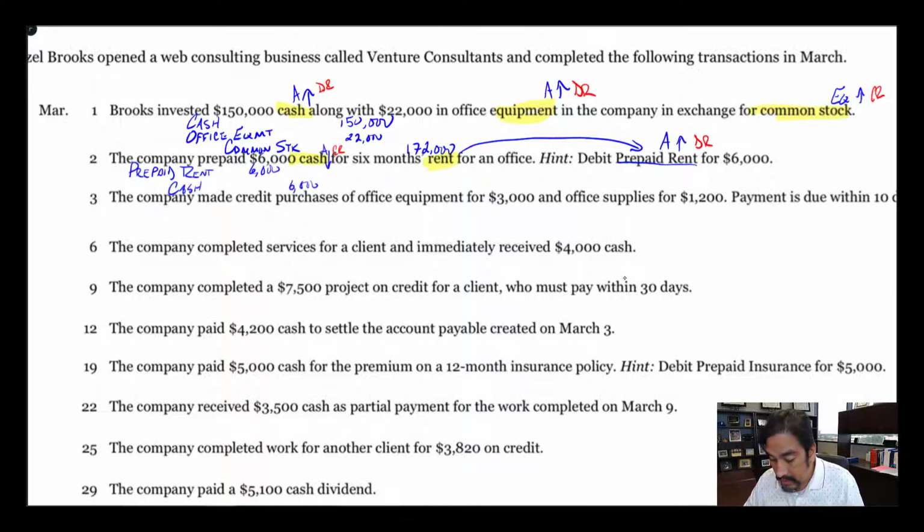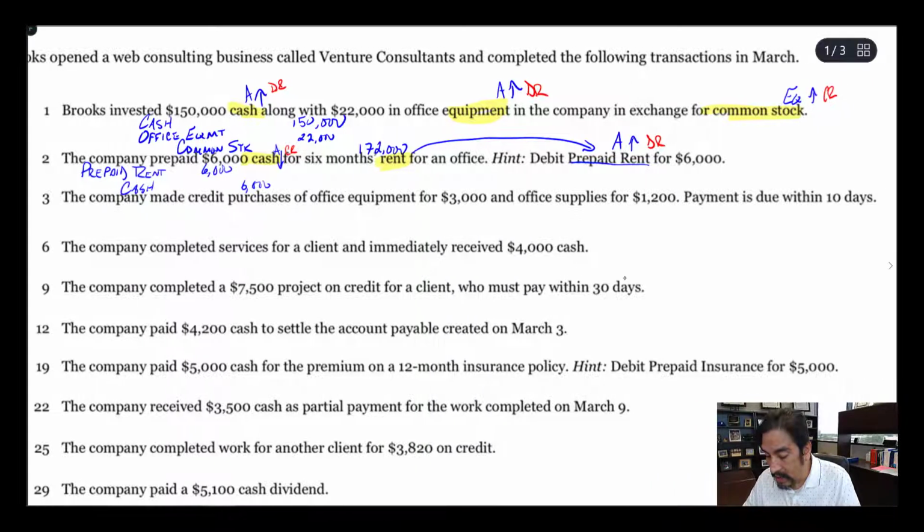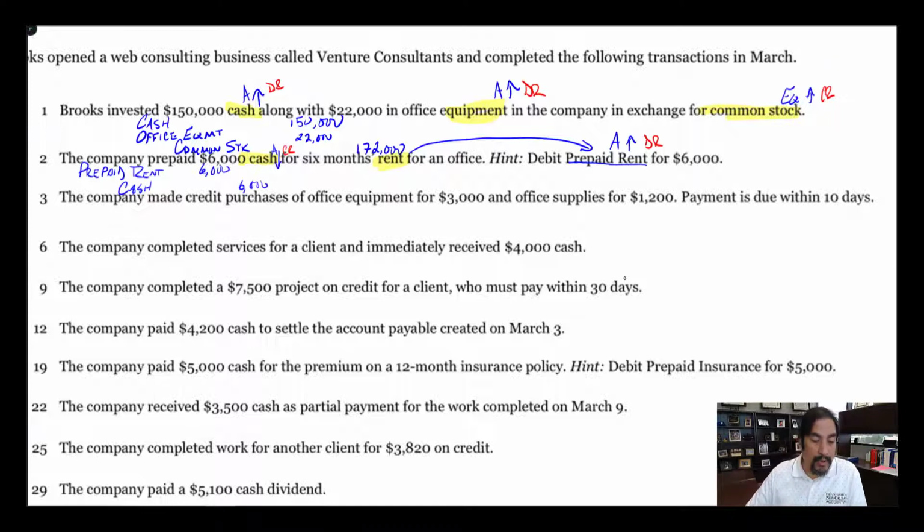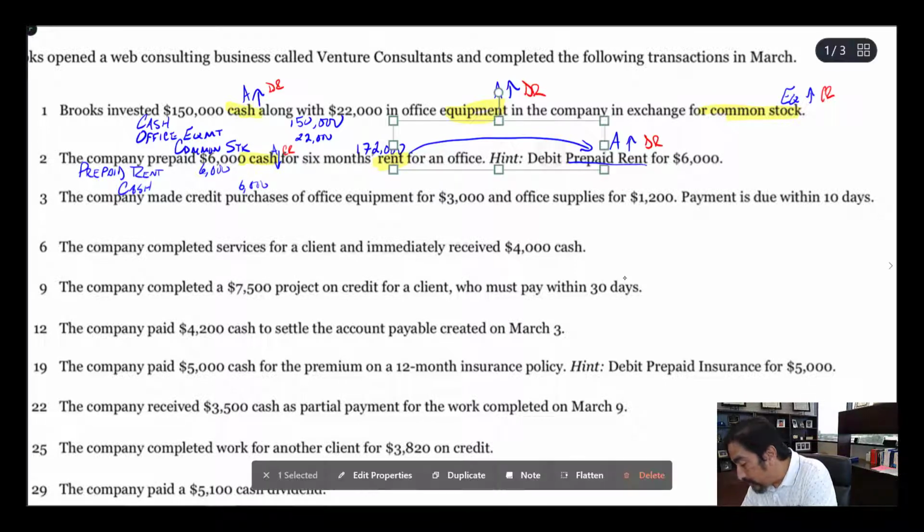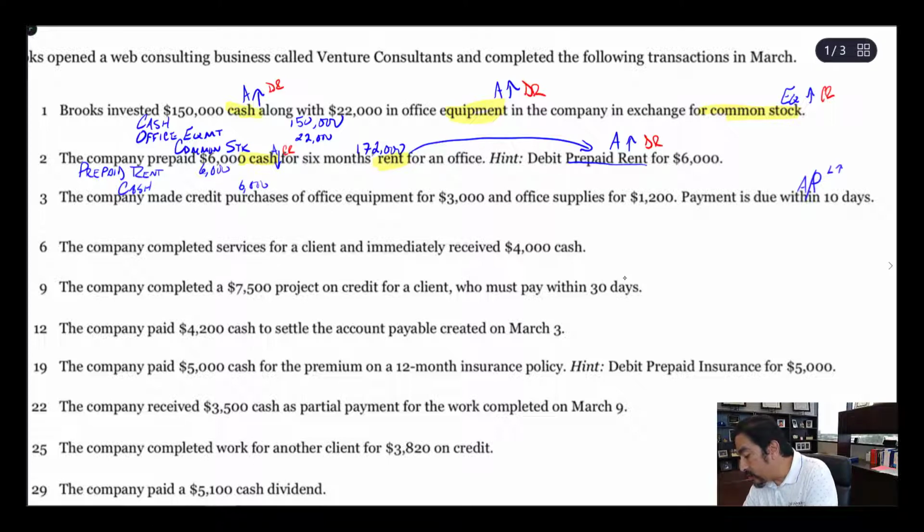Next, we made credit purchases of office equipment for $3,000 and office supplies for $1,200. Payment is due within 10 days. So this is accounts payable. Making a credit purchase means we didn't pay cash right now. So this is accounts payable. Accounts payable is a liability account. We are increasing it. We owe more money now because of this. We're increasing it. We increase liabilities with credits.